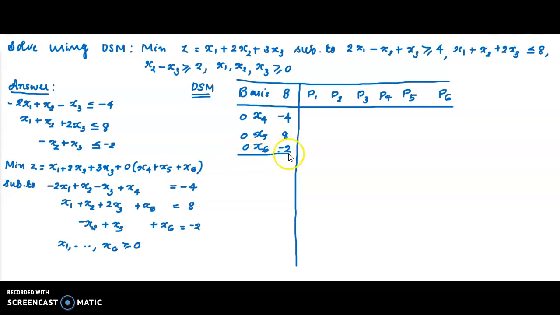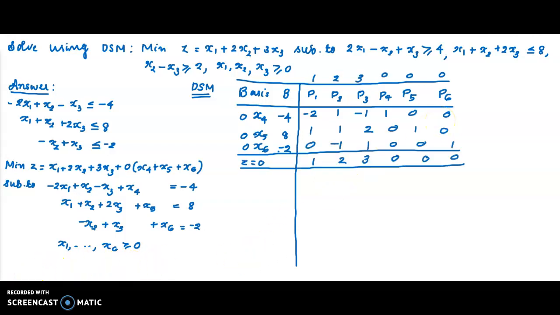And then we can write the equations. The first equation -2x1 plus x2 minus x3 plus x4, 0 x5, 0 x6. Similarly we can write the next two equations. I have completed the first table. The net evaluations are similar to the cost coefficients since the costs corresponding to x4, x5, x6 are zeros. All the net evaluations are positive here.